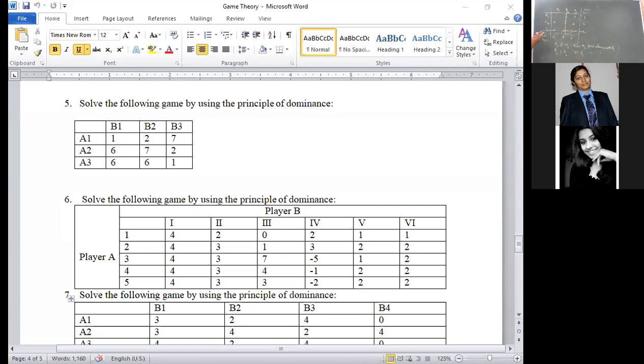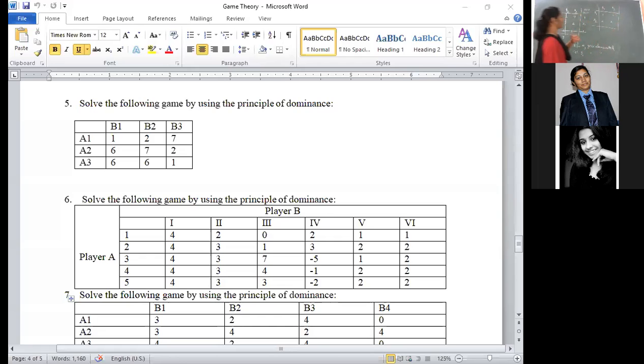Right now, how many elements remaining? 4 elements. That means 2 rows and 2 columns. Here, we will rewrite the matrix. For player B, the columns are B1 and B3. For player A, the rows are A1 and A2. Finally, have we reduced this matrix into 2 by 2? Yes, we got this 2 by 2 matrix, with values 1, 6, 7, 2. Again, verify for saddle point.